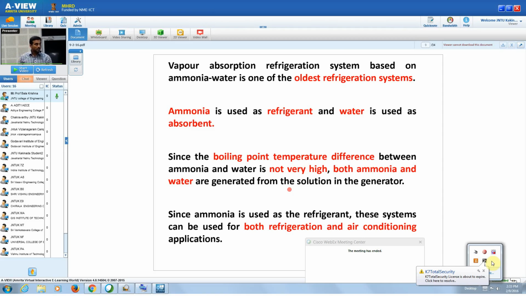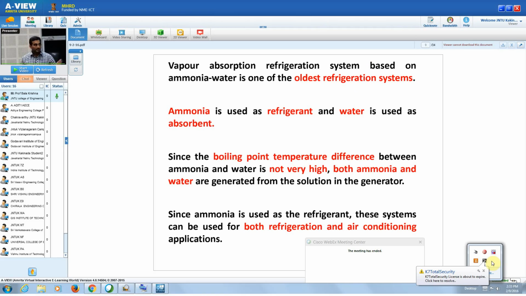Okay, one more point: since ammonia is used as a refrigerant, these systems can be used both for refrigeration and air conditioning. In some cases they will use water as a refrigerant, and one of the main disadvantages of using water as a refrigerant is that we can't produce temperatures below 4 or 5 degrees, because once it goes to the freezing point, the water will freeze and form ice. Therefore, we can't use that system to produce temperatures less than 4 degrees or 3 degrees.